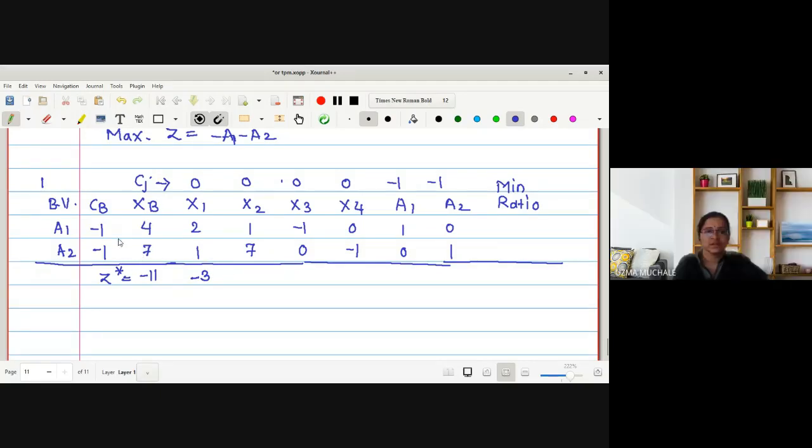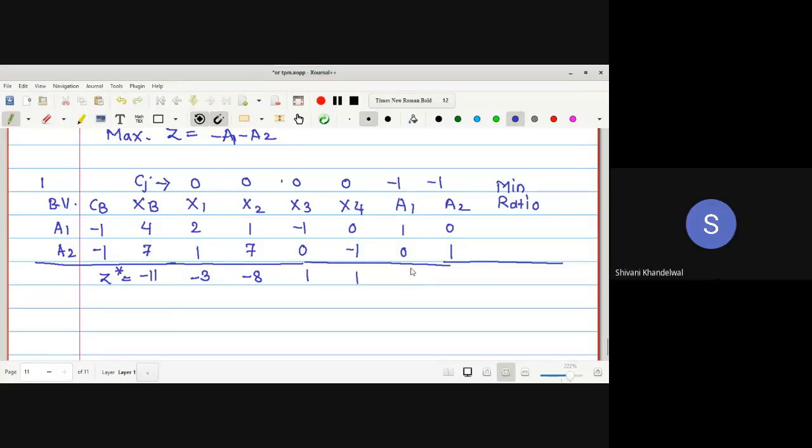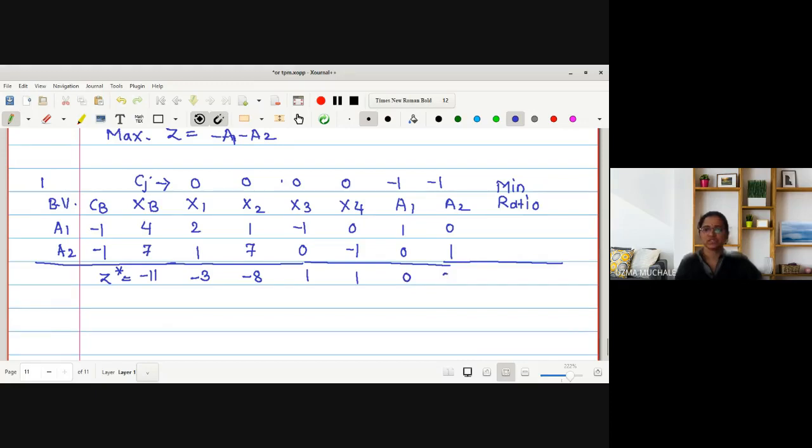Correct? Yes, ma'am. Similarly, CB X2 minus C2: minus 1 into 1, minus 1 into 7, minus 7, total it is minus 8. For the remaining, shall I write directly minus 1 plus 1? This entry is 0, here also it is 0. And what about A1, A2? Net evaluations for A1, A2? 0, 0, right. Because these are my basic variables. Now what does the criterion say? Select the most negative delta j, that is the minimum value. The minimum is minus 8. So this variable, or this vector, is going to enter the basis.